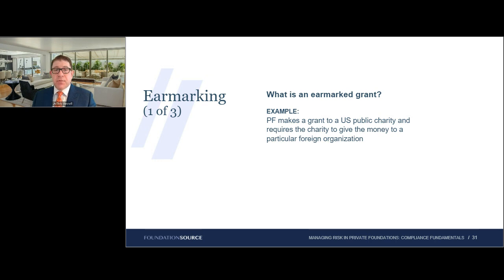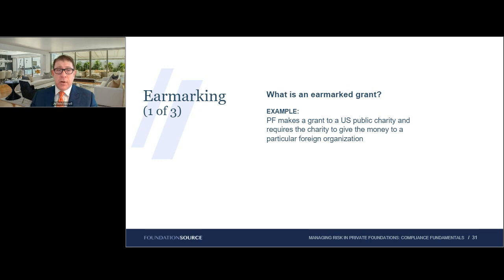For example, suppose that a foundation makes a grant to public charity A, the direct grantee, and requires public charity A to transfer the grant funds to foreign organization B, the indirect grantee. So just to be clear, the intended beneficiary of the foundation's largesse was always foreign organization B, the indirect grantee. The grantor is just using public charity A as a means, as a vehicle, to get those funds over to the indirect grantee.